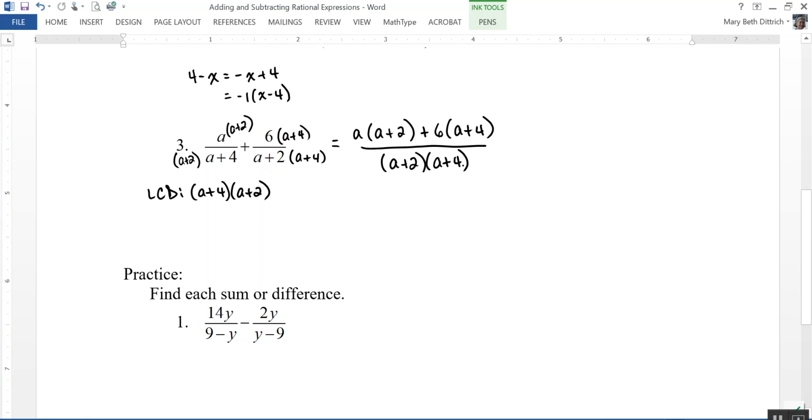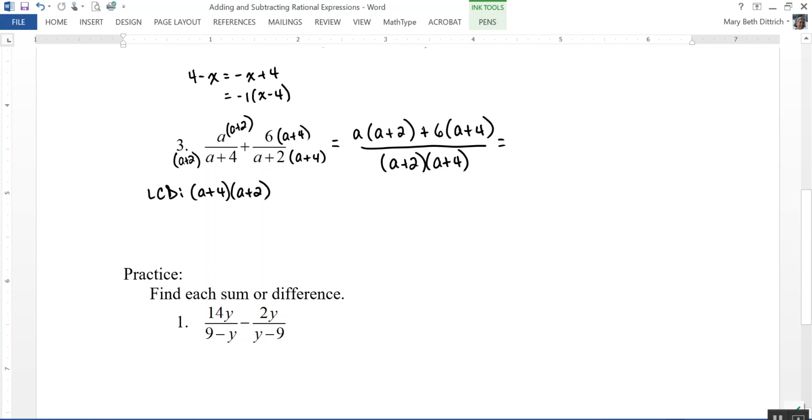Now the temptation right here is to go ahead and cancel those a plus 2's and cancel those a plus 4's, but you can't do that because you've actually got one term here that's being added to another term. We can't cancel things that are added. We can only cancel factors, and factors are things that are multiplied. So don't cancel. And actually, if you did try to cancel at this point, you'd end up back where you started, which is not where you want to be.